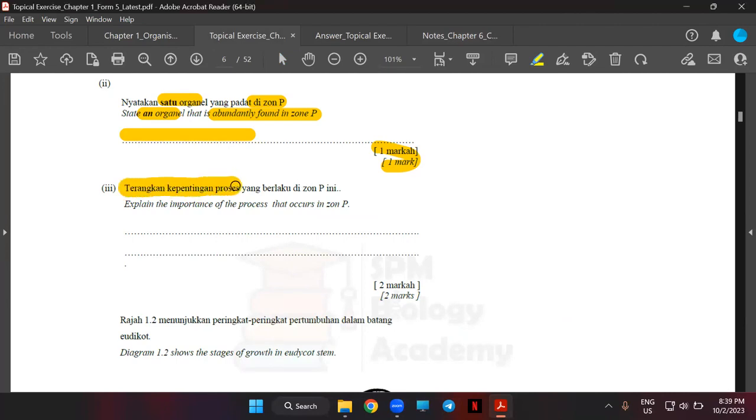Soalan ketiga. Terangkan kepentingan proses yang berlaku di zon P ini. Explain the importance of the process that occurs in zone P. Explain the importance of the process. Terangkan. Okay, hold on for a while. Let me highlight again. Terangkan kepentingan proses yang berlaku di zon P ini. Now, how to answer this question? How to answer this question? Mula-mula kita jawab importance of the process.